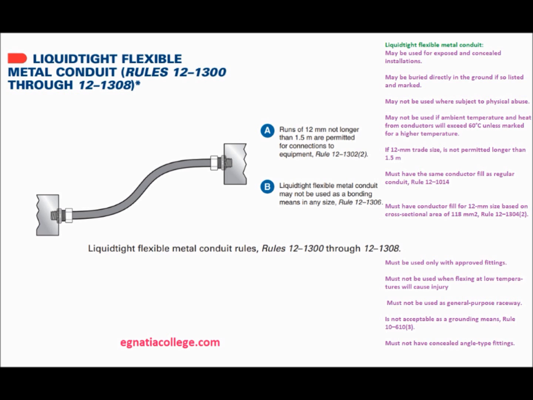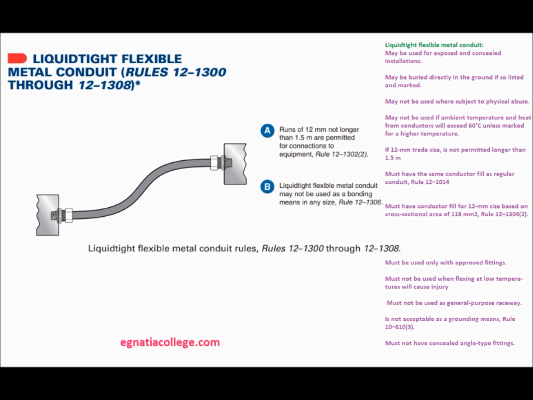Liquid-tight flexible metal conduit. The use and installation of liquid-tight flexible metal conduit are described in Rules 12-1300 through 1308. Liquid-tight flexible metal conduit has a tighter fit to its spiral turns than standard flexible metal conduit, as well as a thermoplastic outer jacket that is liquid-tight. It is commonly used as the flexible connection to a central air conditioning unit located outdoors. Liquid-tight flexible metal conduit may be used for exposed and concealed installations.